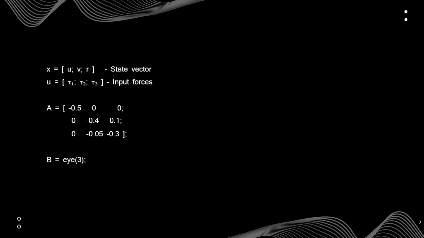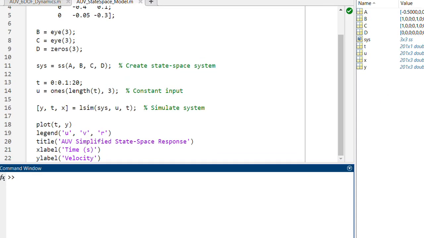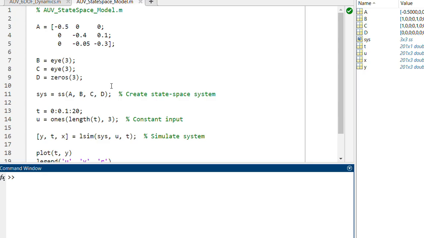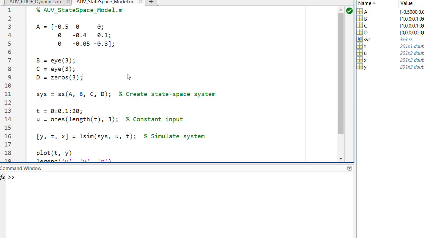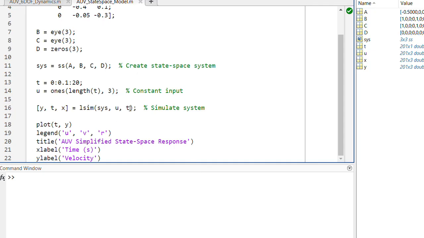Okay, let's go to MATLAB. In MATLAB, we define the A and B matrices, and simulate the system response to a constant input. This gives us an idea of how each velocity changes over time. Matrices A, B, C, D. Plot.